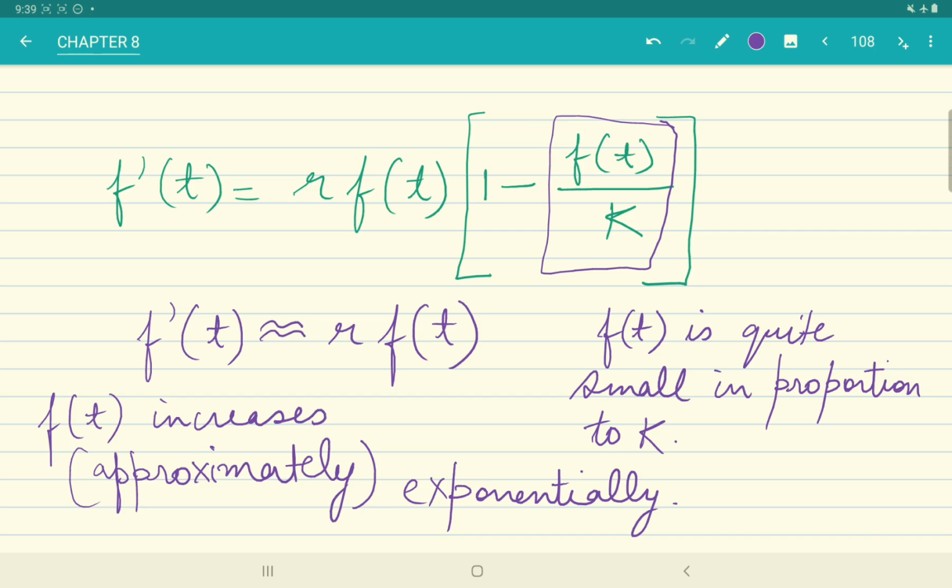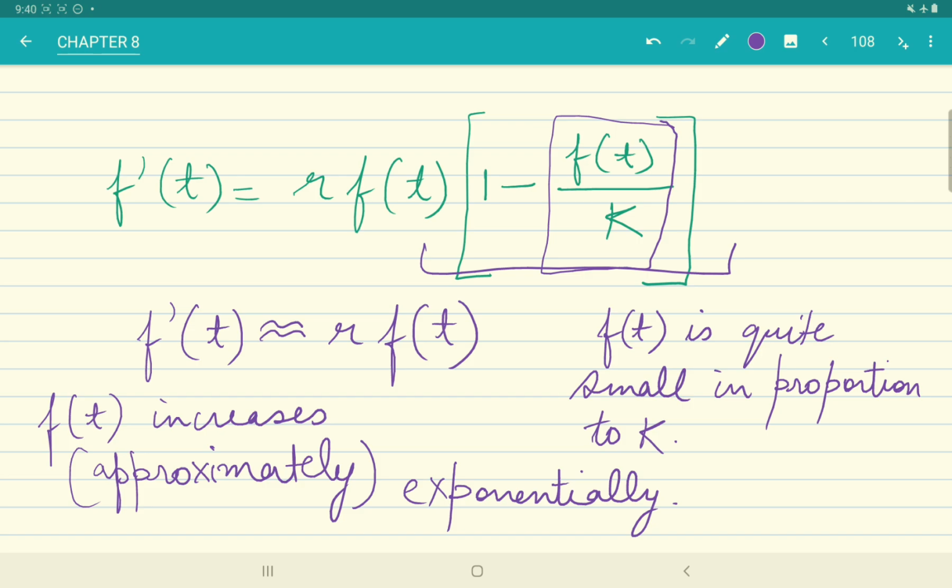If that is not the case, if f(t) becomes larger and larger, this fraction f(t)/k is no longer small. And if it is not small, that means this factor 1 minus f(t)/k becomes important. As f(t) gets larger, this fraction assumes greater significance, and this factor then assumes greater significance.